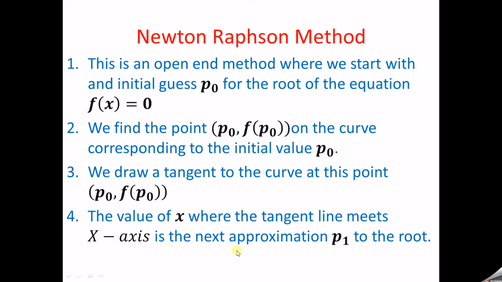We start with an initial approximation P naught and the corresponding point on the curve (P naught, f of P naught), and draw a tangent to the curve at this point. If the tangent meets the x-axis at this point P1, that will be the next approximation. To understand this procedure, let us go to the next slide where we have a graphical depiction of this method. This is the x-axis and this is the y-axis.